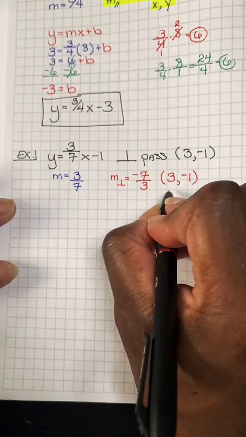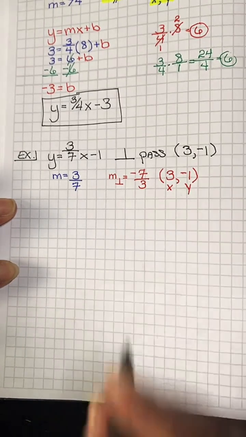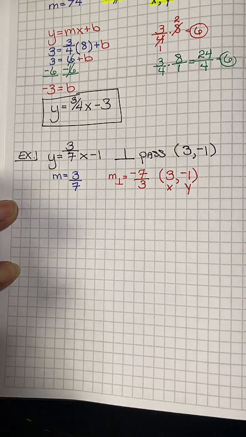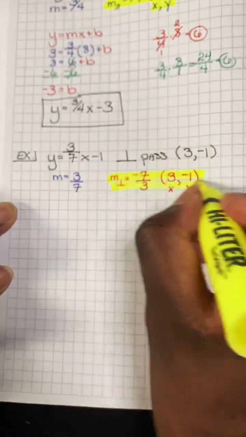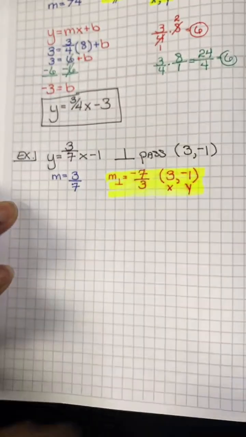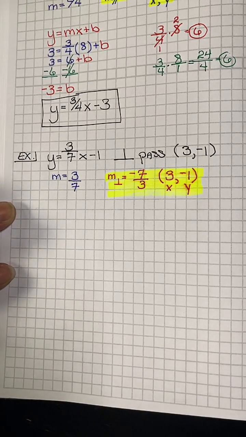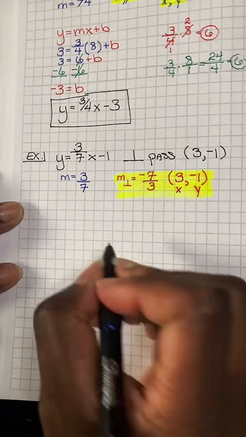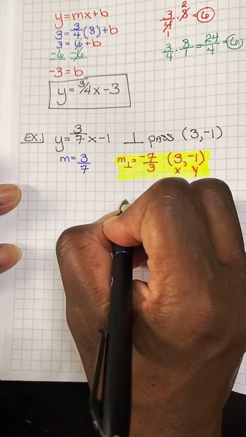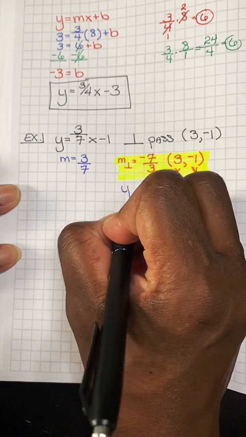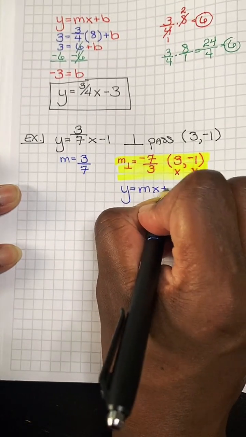So we're going to use this. This is my x value. This is my y value. Okay? So we're going to try to put it in that slope-intercept form. So slope-intercept form. We got our y equals, I'll put it underneath here. We have our y equals mx plus b.